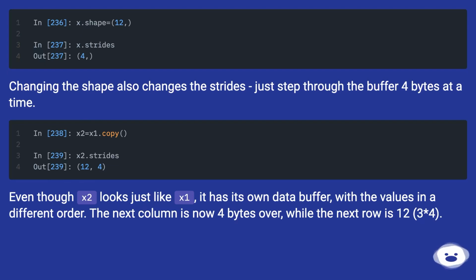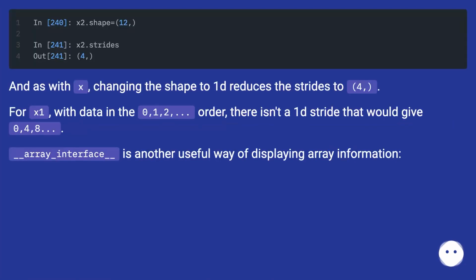Changing the shape also changes the strides, just step through the buffer 4 bytes at a time. Even though x2 looks just like x1, it has its own data buffer, with the values in a different order. The next column is now 4 bytes over, while the next row is 12, 3 times 4. And as with x, changing the shape to 1D reduces the strides to 4.